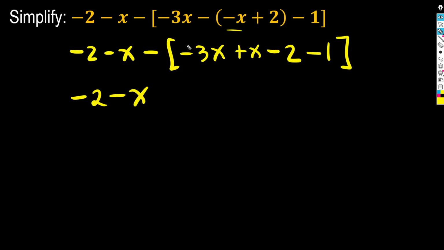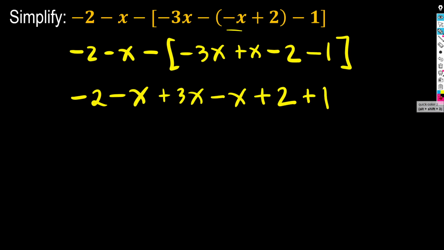Now, babaliktarin ko lahat ng mga signs ng mga to. From a minus 3x, I go plus 3x. From a plus x, I go minus x. From a minus 2, plus 2. From a minus 1, plus 1. Look, wala na akong grouping symbol. O, di ba? Ngayon, pwede na akong mag-combine ng like terms.